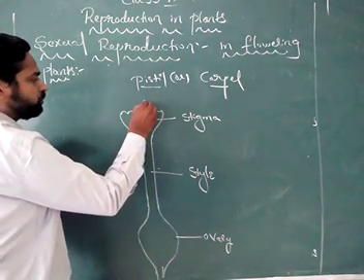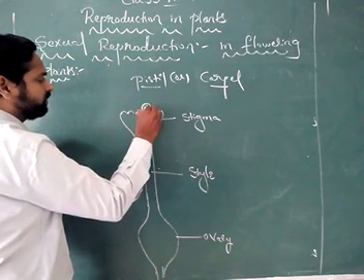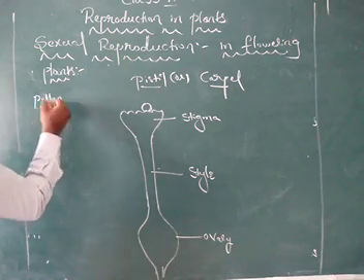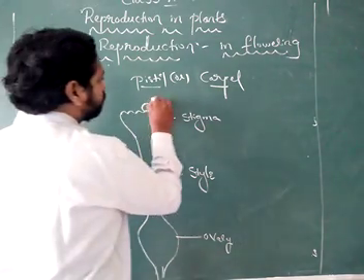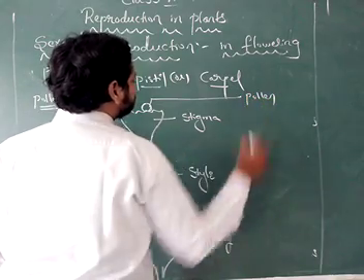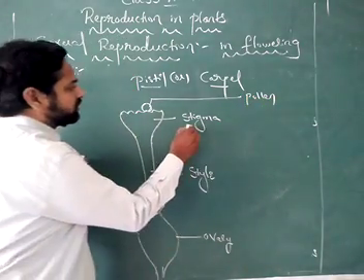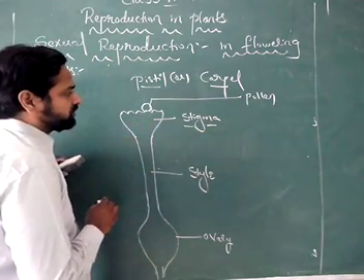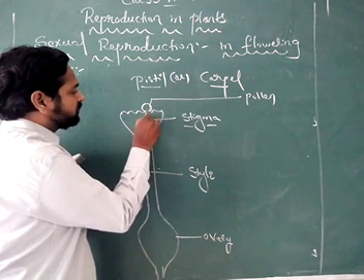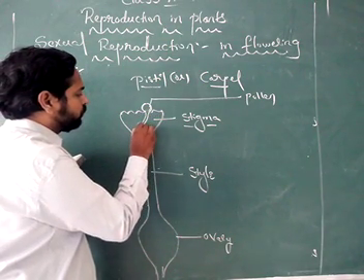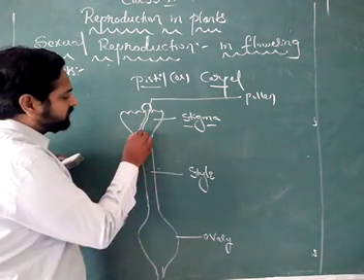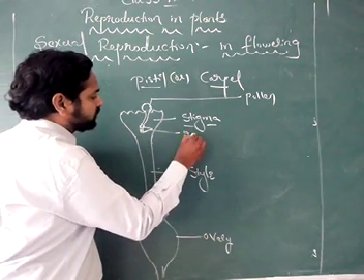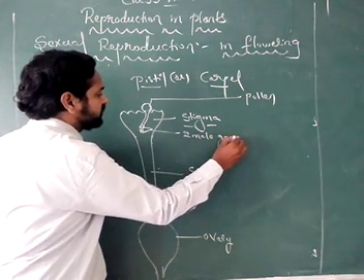The stigma receives pollen by pollination. This is the pollen. The stigma is the landing platform that receives pollen. After landing on the stigma, the pollen develops the pollen tube. Now this pollen tube, at its tip, is carrying two male gametes.